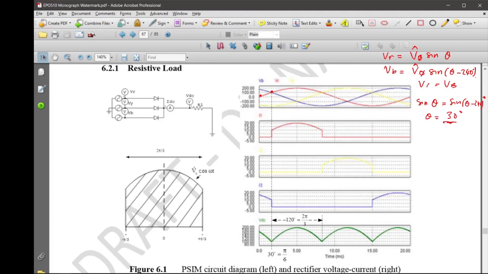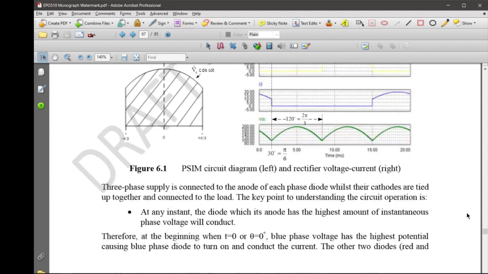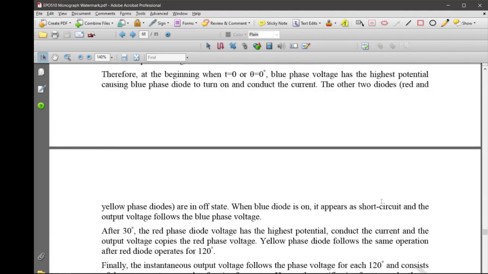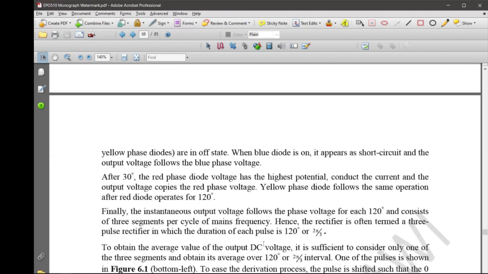Okay, so at theta equals 30 degree, you will see the intersection between the red and blue voltage, and this angle alpha is pi over 6, which is 30 degree. So this is also known as the commutation angle. After 30 degree, the yellow phase takes over the current and the instantaneous output voltage.